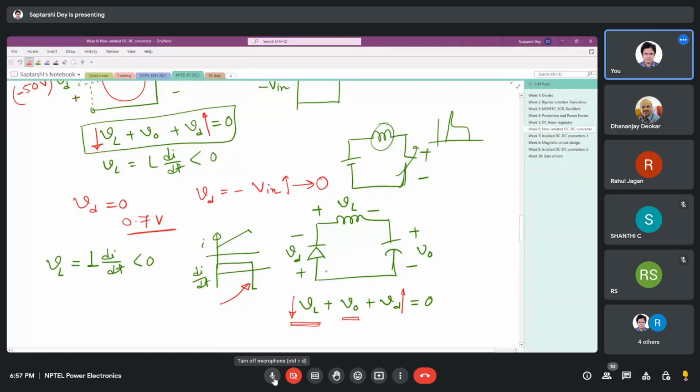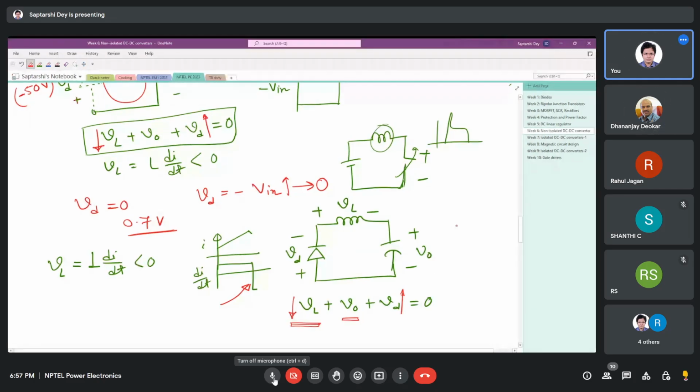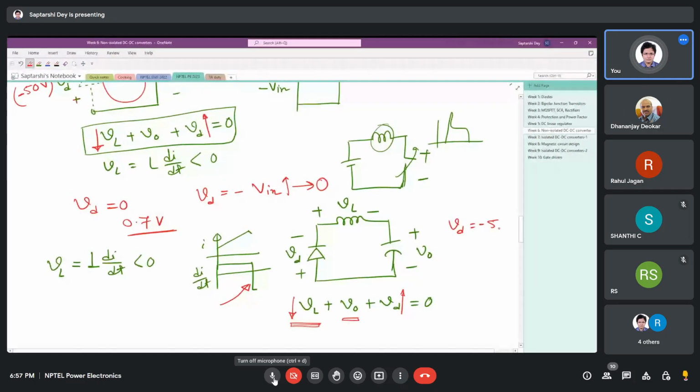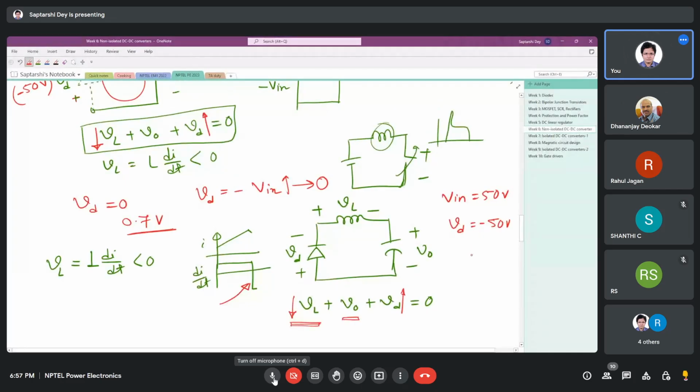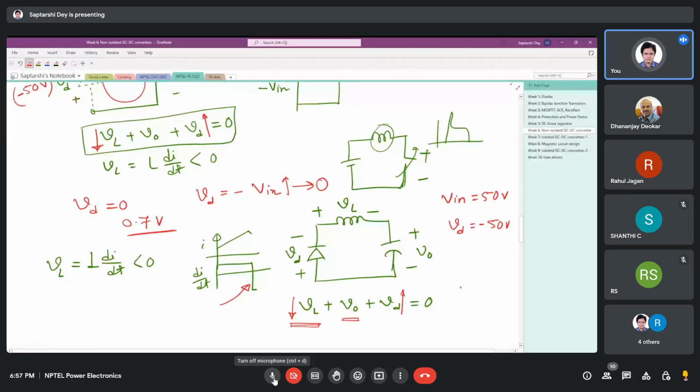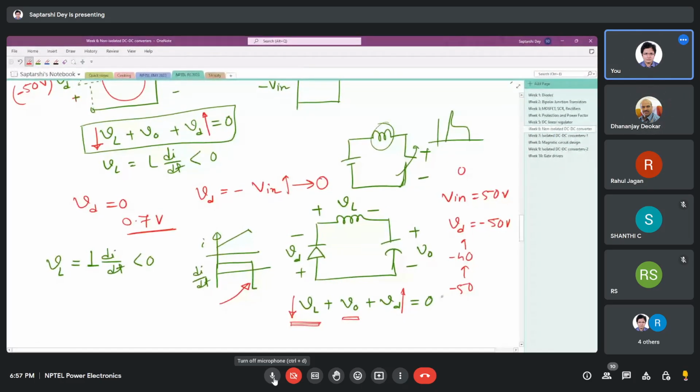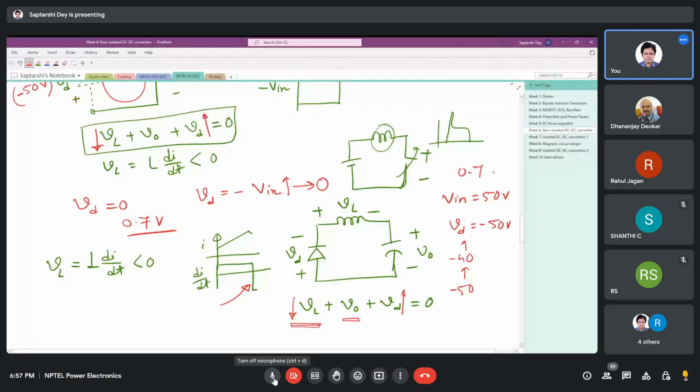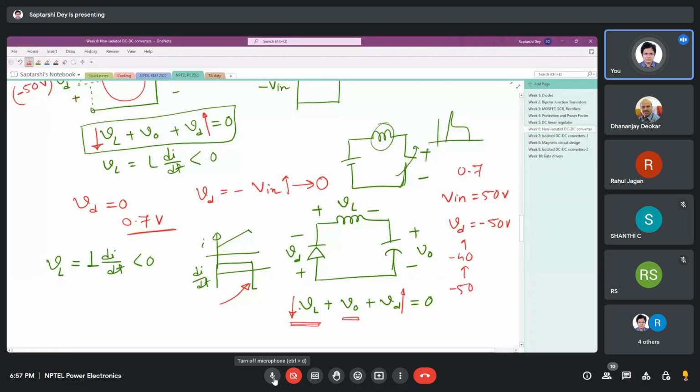Before turning on, VD was minus 50 volt. The diode was blocking 50 volt. I am assuming input voltage to be 50 volt. So the diode was blocking the input voltage. Now it is increasing, from minus 50 to minus 40, this way it is increasing, to 0 or maybe 0.7. Why is it increasing? Because VL is reducing fast. Someone has to compensate. VO cannot. So diode voltage is increasing.